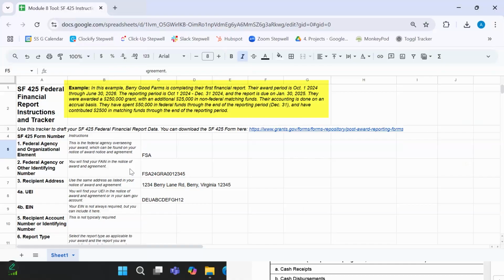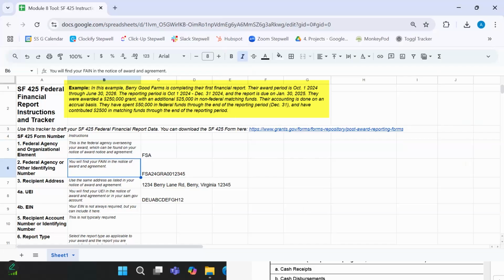In this example, Very Good Farms is completing their first financial report. Their award period is October 1st, 2024 through June 30th, 2026. The reporting period is October 1, 2024 through December 31, 2024. And the report is due on January 30th, 2025. They were awarded a $250,000 grant with an additional $25,000 in non-federal matching funds. Their accounting is done on an accrual basis.